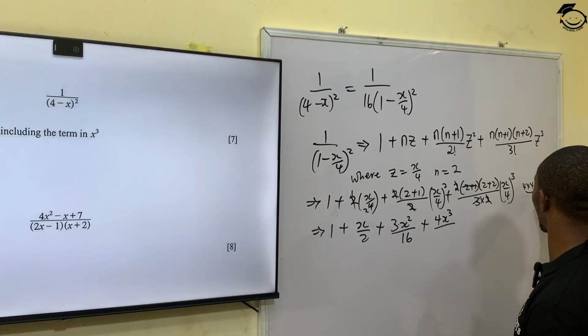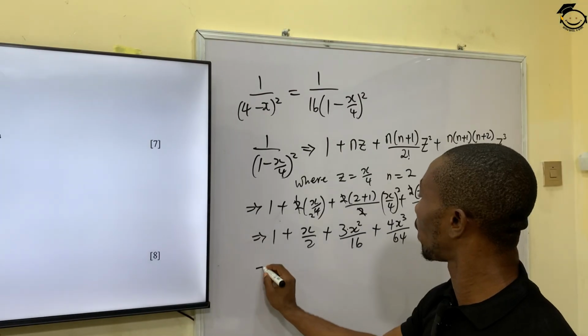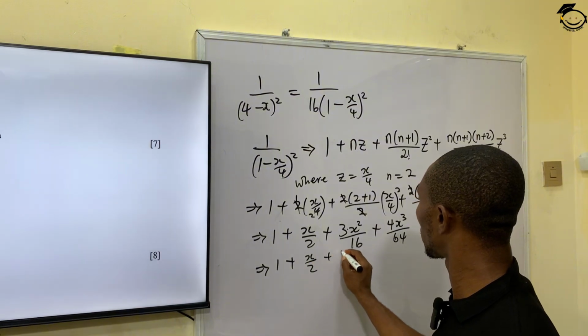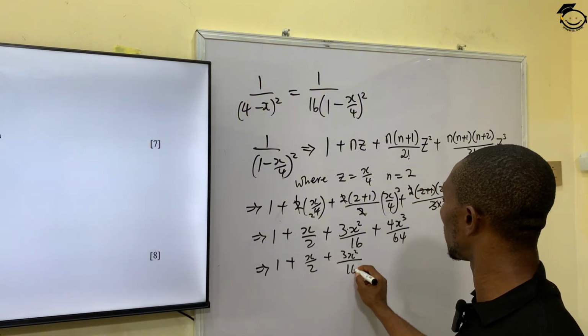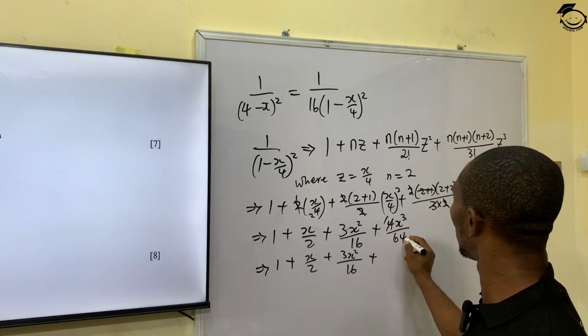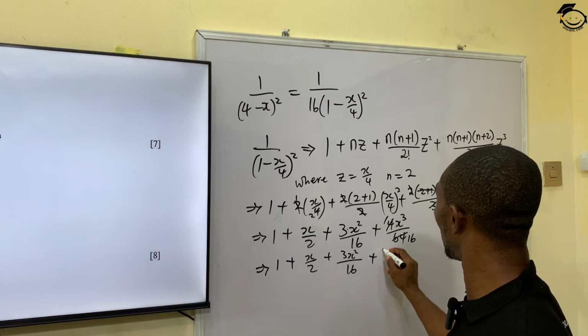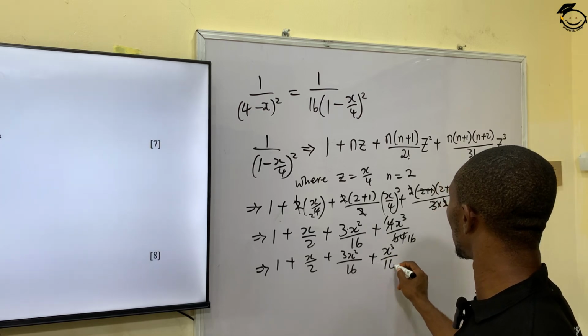That will give us 16 times 4, 4 times 6, 24, rather than 4. That will give us 64. All right, from here we have it as 1 plus x/2 plus 3x squared over 16 plus 4 here 1, 4 into 16, 4 into 64, 16. So this gives us x cubed over 16.